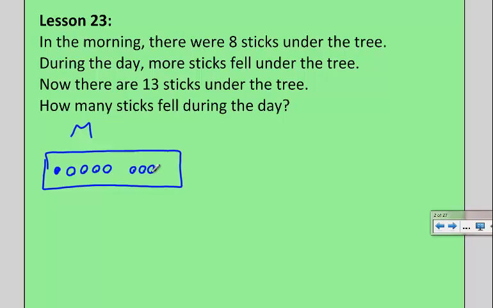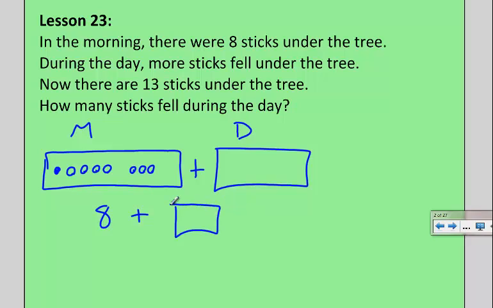Now during the day, more fell. So during the day, I have some amount more, but I don't know how much. So it sounds like I'm setting up to do an addition sentence. I have 8 plus some amount I don't know, and that's eventually going to equal the total at the end of the day, 13. Now I could do this a bunch of different ways. This is a really great time for me to count on, for me to start at 8 and go up to 13. So I'm going to count on right in my picture, 9, 10, 11, 12, 13.